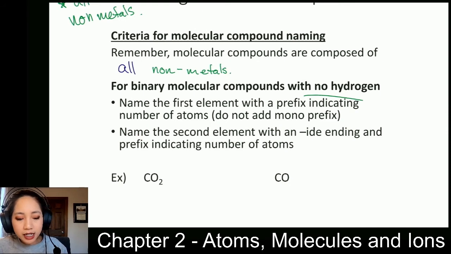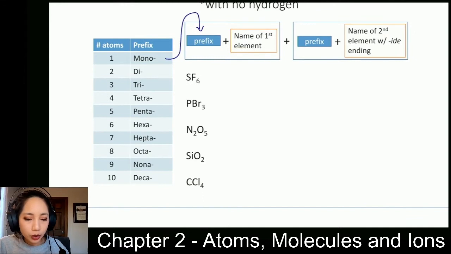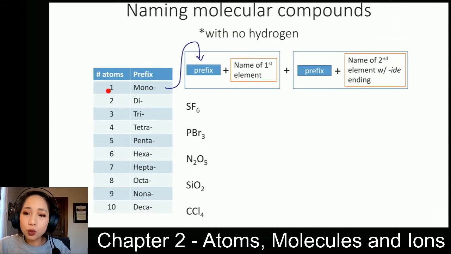And then you want to name the second element with an "-ide" ending and a prefix indicating the number of atoms. So what do I mean by prefix? Yeah, so here are the prefixes. If there's one atom present, it's mono. Two, di, tri, tetra, penta, etc. All right, so those are the number of atoms and their related prefixes that you want to use.